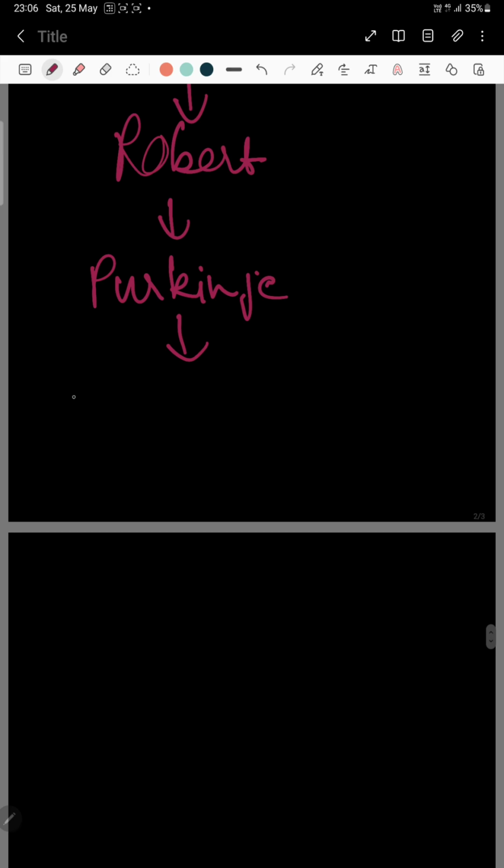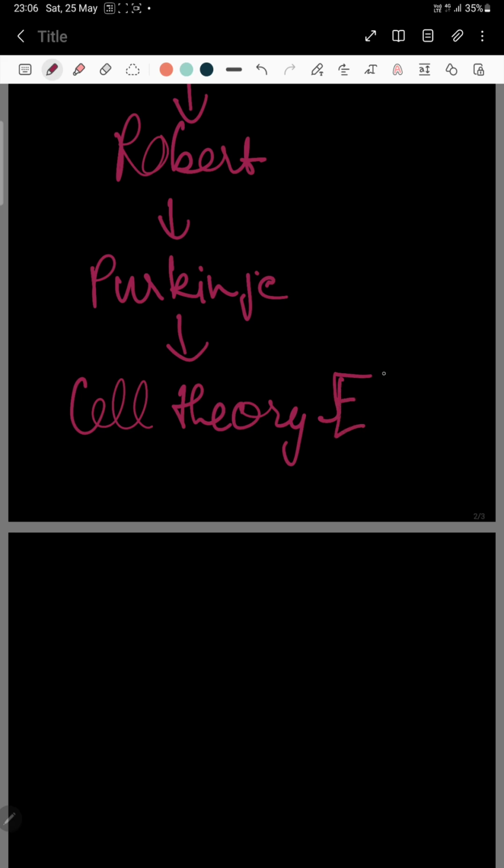Now comes the cell theory, which was given by two scientists, Schleiden and Schwann. So the cell theory explained that all cells arise from pre-existing cells.